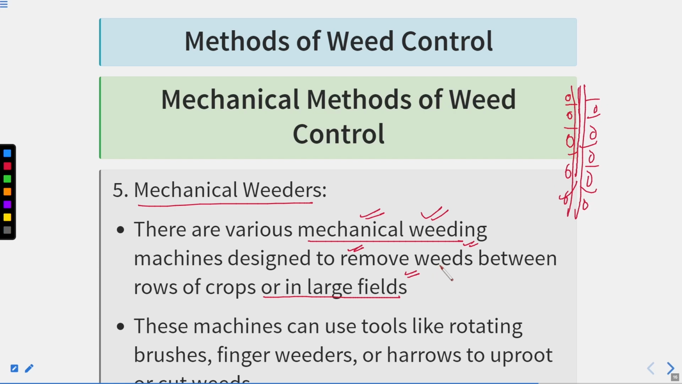These machines can use tools like rotating brushes, finger weeders, or harrows to uproot or cut the weeds, right? So these machines have brushes that can cut the weeds, finger weeders that can also cut the weeds, or harrows to uproot the cut weeds.